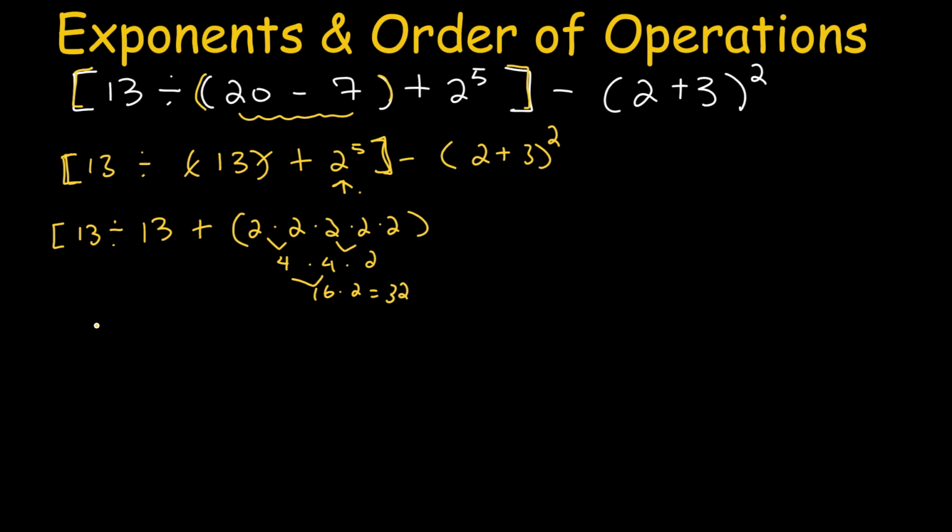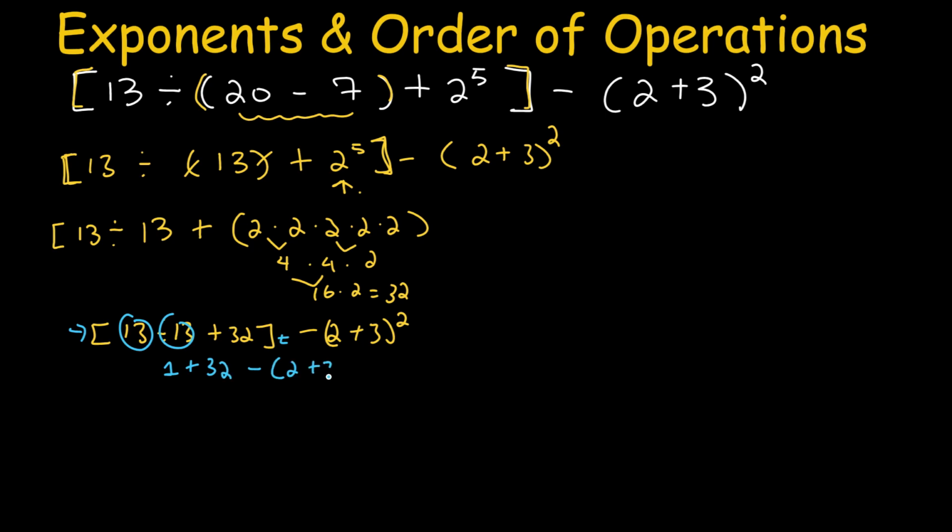All right, so let's rewrite the numbers again. 13 divided by 13 plus 32 minus 2 plus 3 squared. Now we haven't finished getting rid of this bracket, so let's solve now. 13 divided by 13 will be 1 plus 32. Now we have 2 plus 3 in parentheses, squared. Now, what's the next step? Well, the next step is trying to solve this problem here.